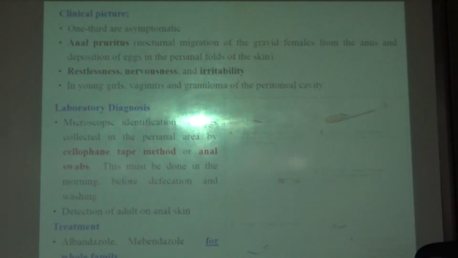So in this organism, remember two things which are very important. What is the name of pinworm? Enterobius vermicularis. What is the main clinical feature? Anal pruritus. How do we diagnose it? Through cellophane tape method. Yes.